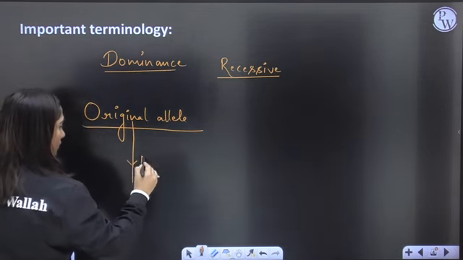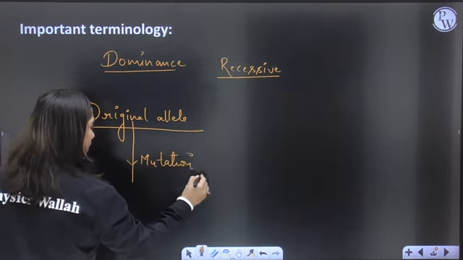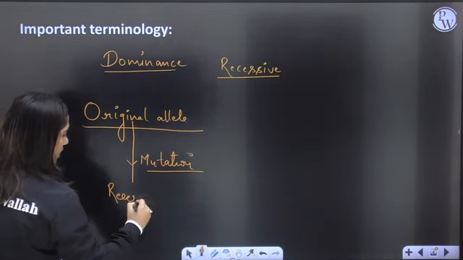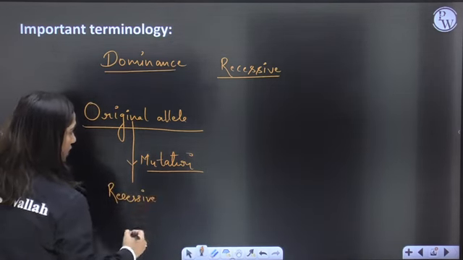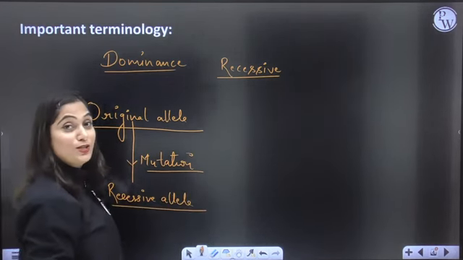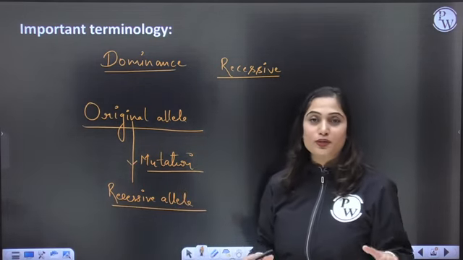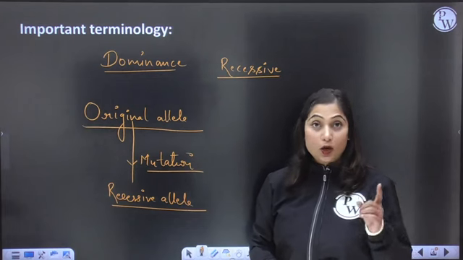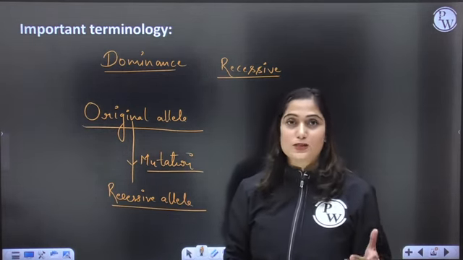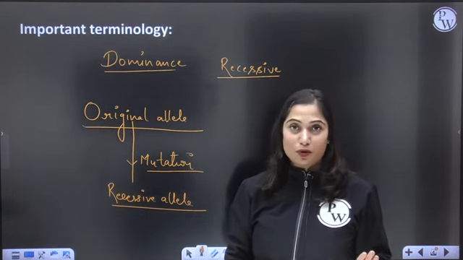During the course of evolution, this original allele can mutate and form another form of the gene, that is the recessive allele. So you can say recessive allele is the mutated form of the original allele. The dominant allele, which is the original allele, forms the protein and is responsible for the expression, but the recessive allele does not form the protein.